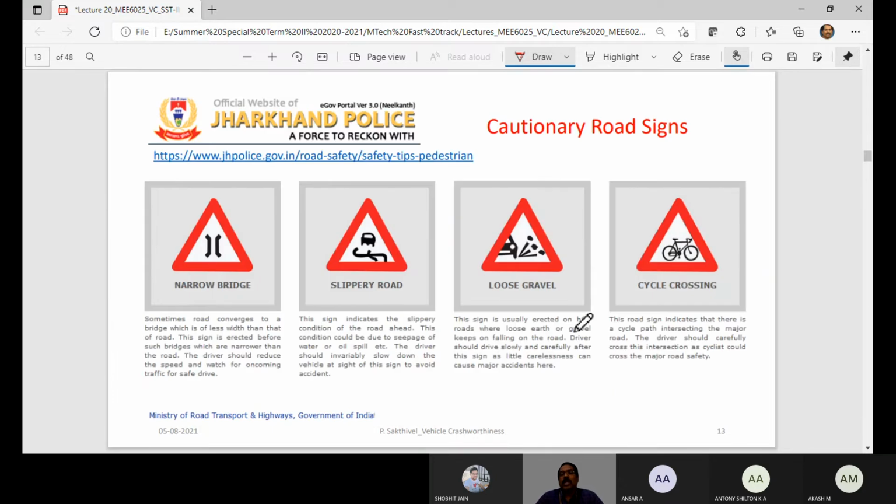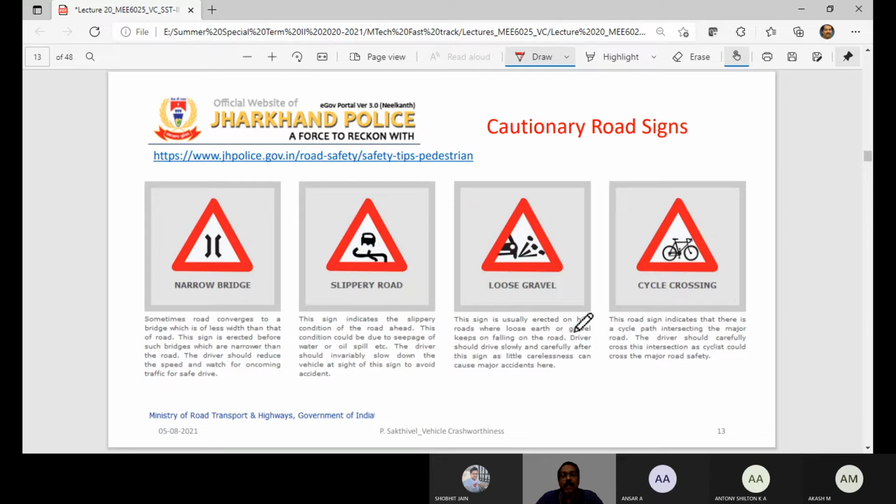And there are also cautionary road signs. So see, narrow bridge. So you are being given a caution that when you are driving, the bridge ahead is very narrow. Please take care. There can be a vehicle coming on this narrow bridge. Then you should wait until that vehicle crosses, and then you go. So this narrow bridge is a kind of cautionary road sign. I have not put many of them like that. There are many. I just put a few of them in the slide.